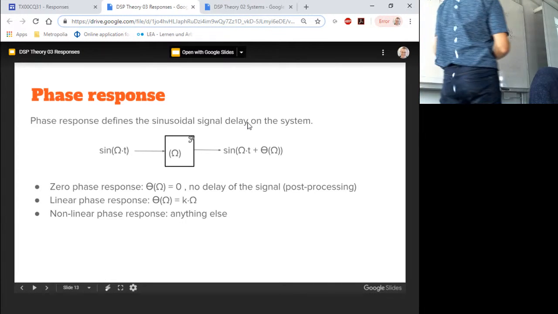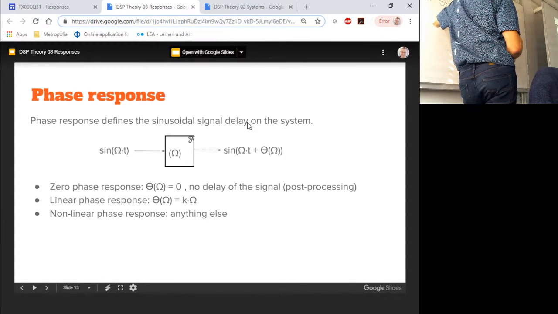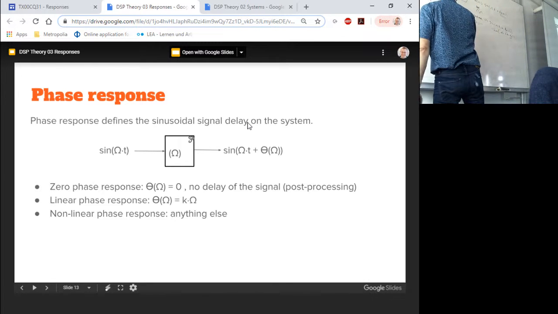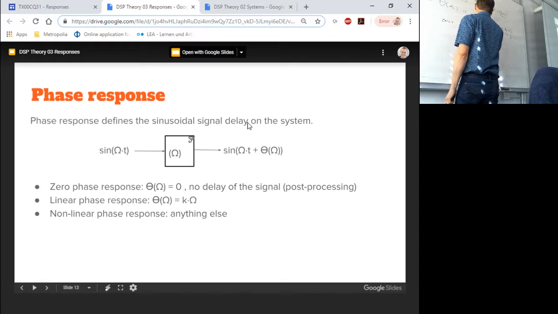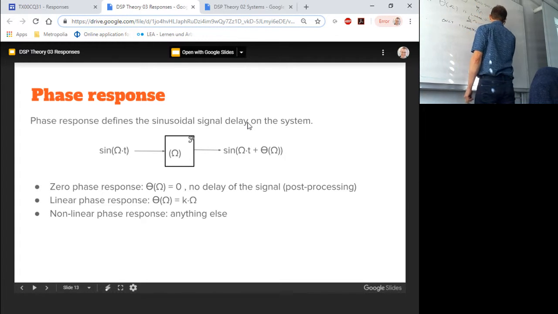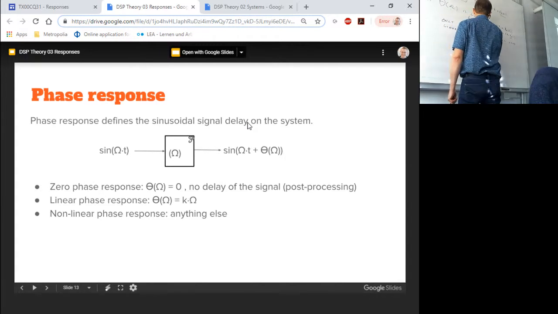And the only way you get this is to have a FIR system. Only symmetric FIR systems have linear phase shift.